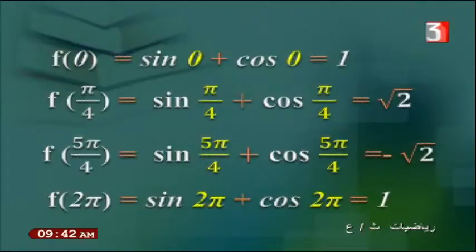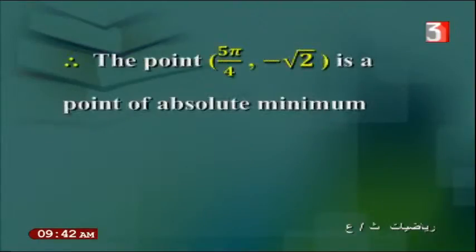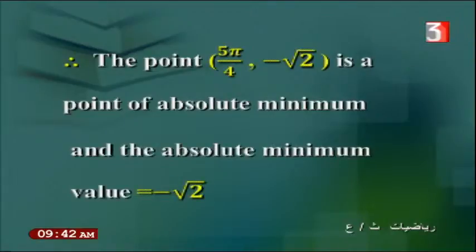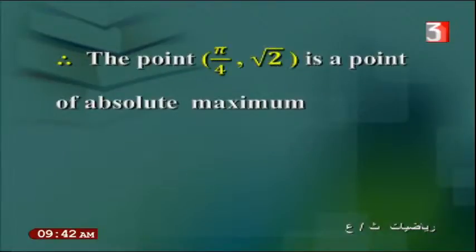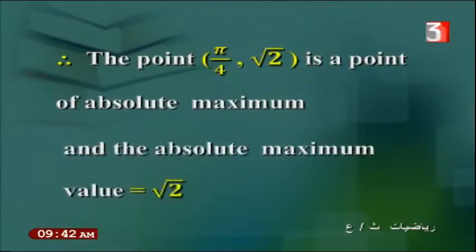Now we have 4 values. The largest one is square root of 2 and the smallest one is negative root 2. Then the point 5 pi over 4 and negative root 2 is a point of absolute minimum, and the absolute minimum value equals negative root 2. And the point pi over 4 and root 2 is a point of absolute maximum, and the absolute maximum value equals square root of 2.